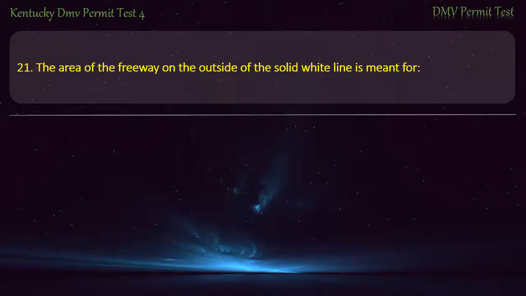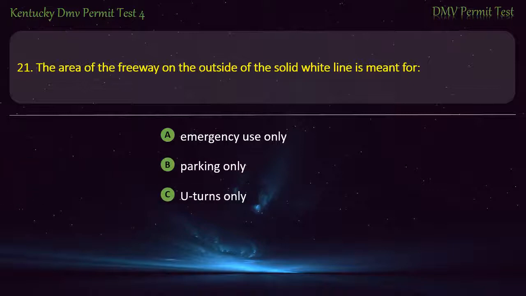Question 21. The area of the freeway on the outside of the solid white line is meant for emergency use only. Parking only. U-turns only. Stopping only. Answer. Emergency use only.